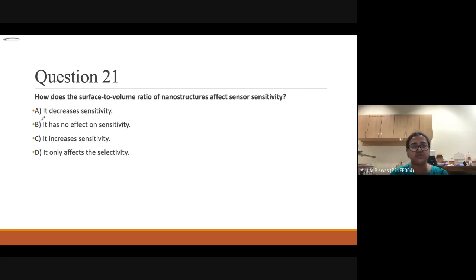This is question number 21. How does the surface to volume ratio of a nanostructure affect the sensor sensitivity? It decreases the sensitivity, it has no effect on sensitivity, it increases the sensitivity, and the fourth option is it only affects the selectivity.